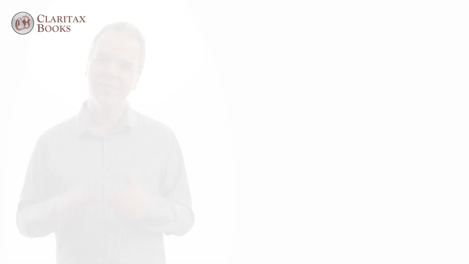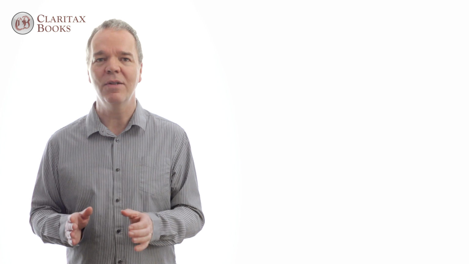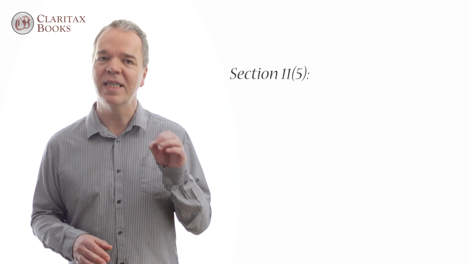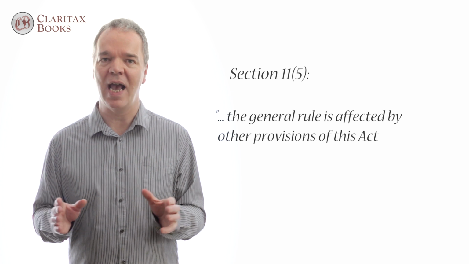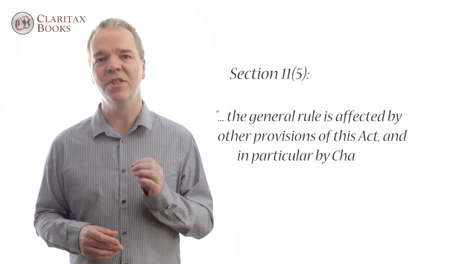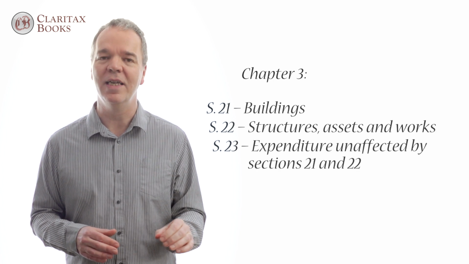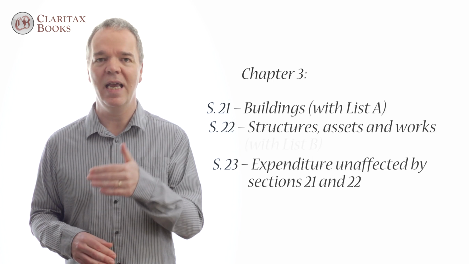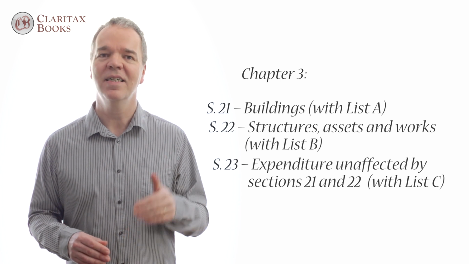And the person incurring that expenditure must own the plant and machinery as a result of incurring it. Now that wording is packed with significance, and we'll delve into it later, but crucially this general rule is affected by other provisions of the Act, and in particular by Chapter 3. Chapter 3 includes sections 21 to 23, with the various lists A, B, and C, and that is what we're going to focus on next, starting from next week.